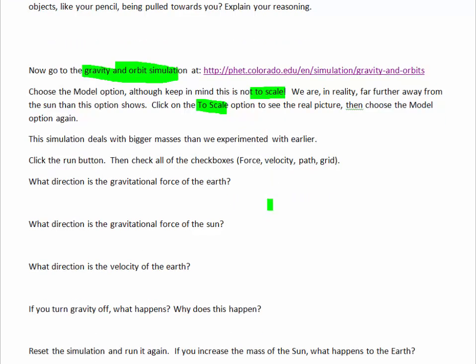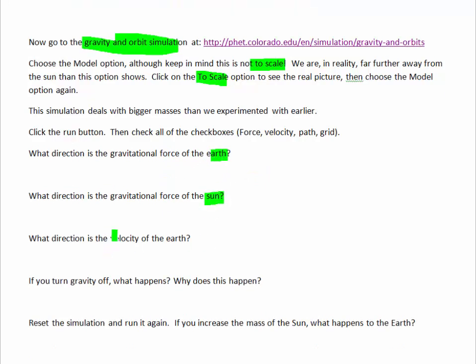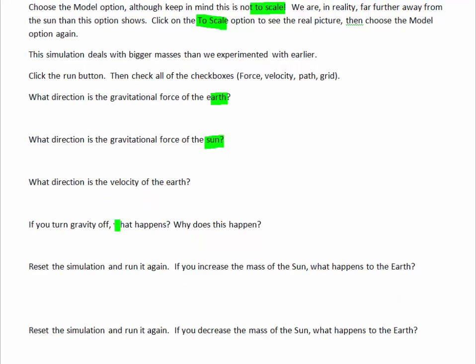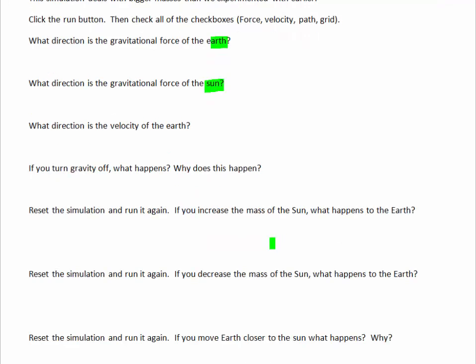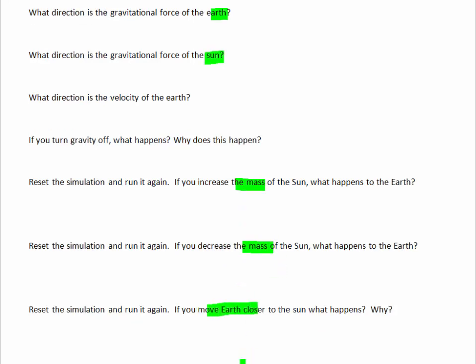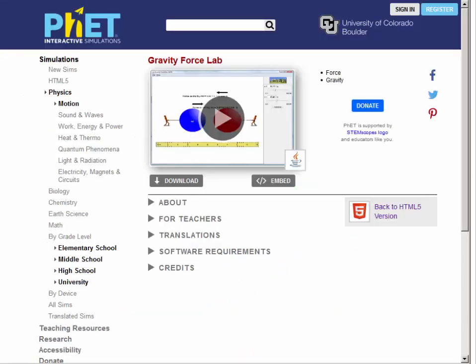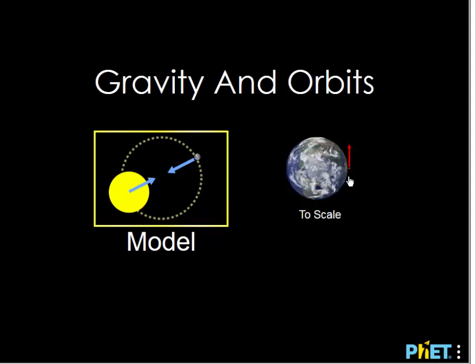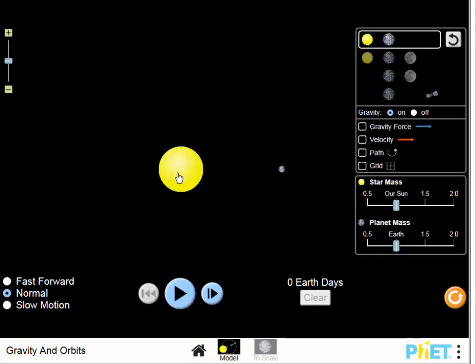And then what we're going to do is have the Earth orbiting the Sun, and just pay attention to the directions. What happens if you turn velocity off, and what happens if you mess around with the mass of the Sun or with the distance to the Earth. So let's pop this open. So there's the to scale, and there's the model one.